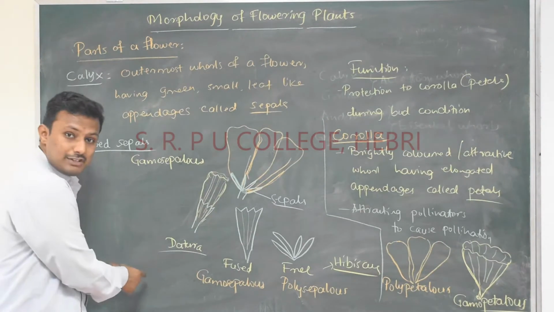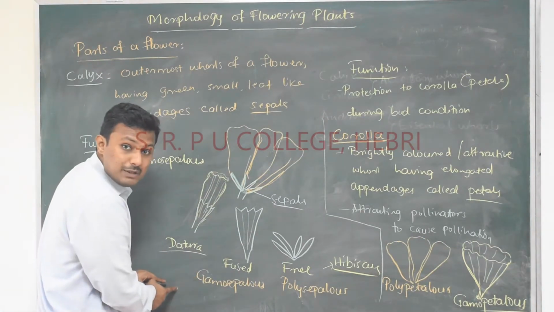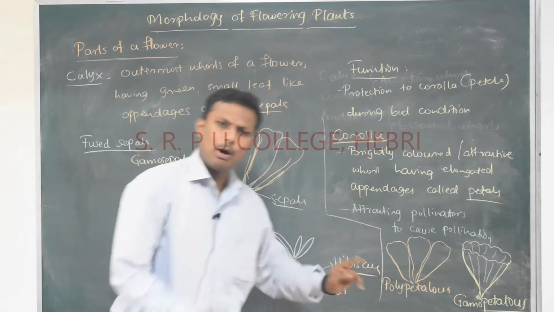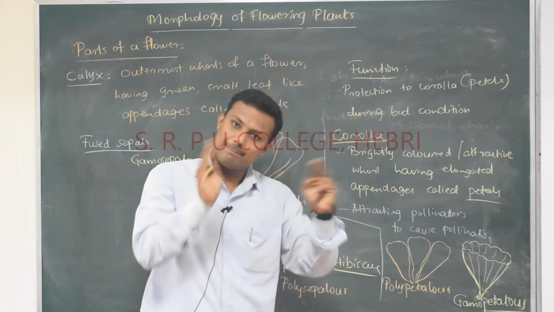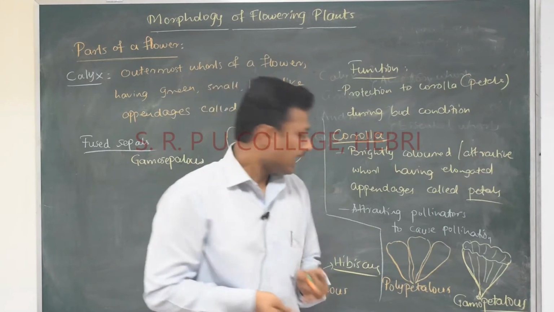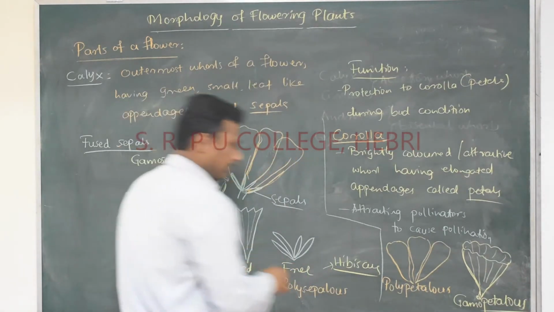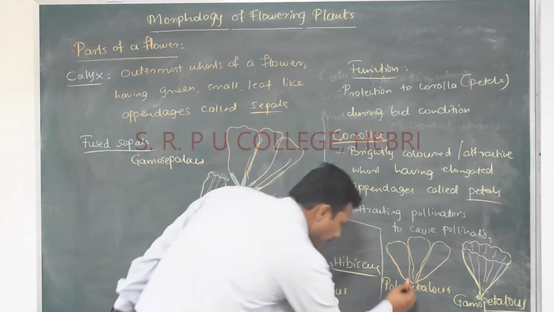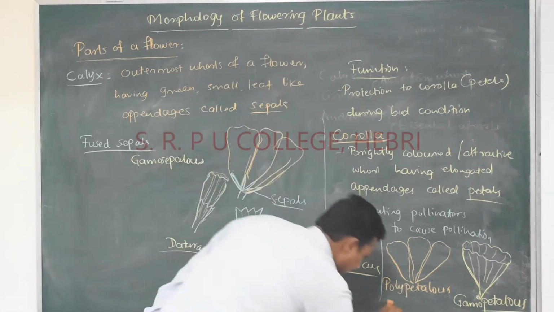In the case of sepals, gamosepalous means fused sepals, whereas polysepalous means free sepals. Okay? Remember the two terms, poly and gamo. Petal and sepal will be remembered automatically. Okay? See, also you need to remember the example for polypetalous. You can remember the same example for polypetalous and polysepalous. You can remember hibiscus.